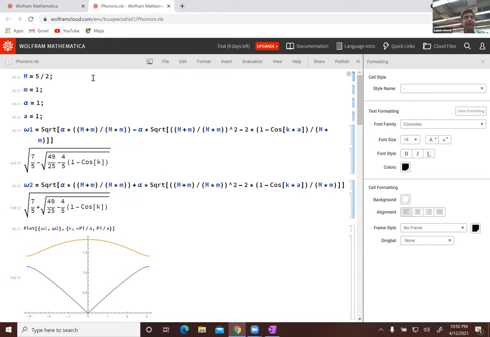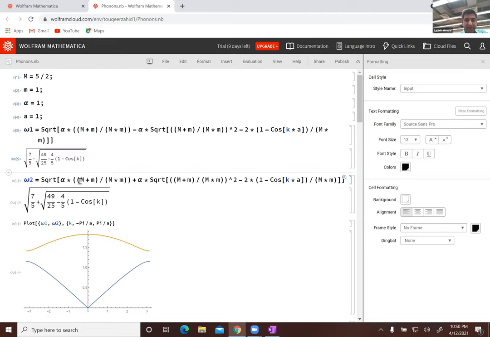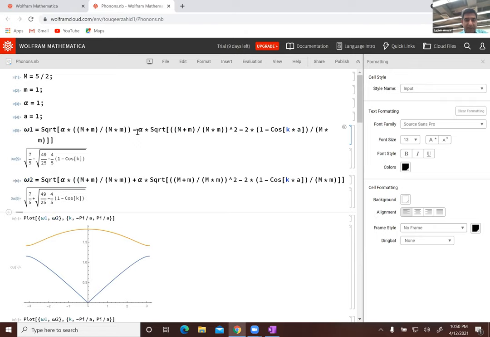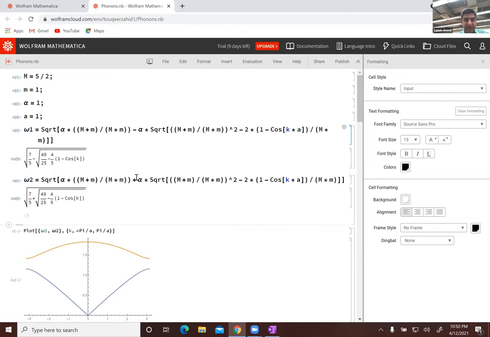All right, so what I've done here, I've taken my big mass to be 5/2 units, 2.5, small mass to be equal to 1 unit. I've taken the spring constant to be 1 unit. I've taken the lattice constant to be 1 unit, and I've defined my omega 1. The omega 1 is the square root of the big thing that I wrote over there, and this is what it is. So let me run this. So M equals 5/2, small m equals 1, alpha equals 1, a is equal to 1, omega 1 equals this. Likewise, I define my omega 2. It's the same as omega 1, but this minus sign here is replaced with the plus sign.